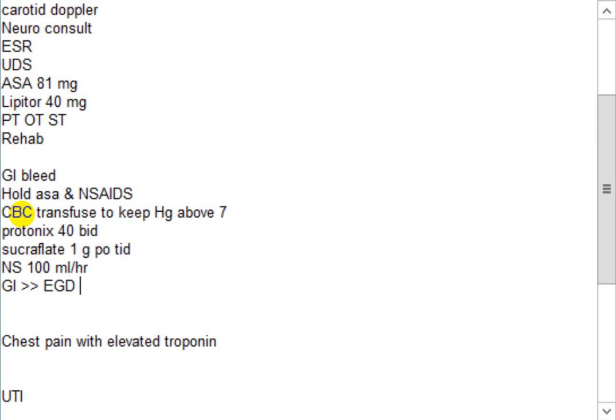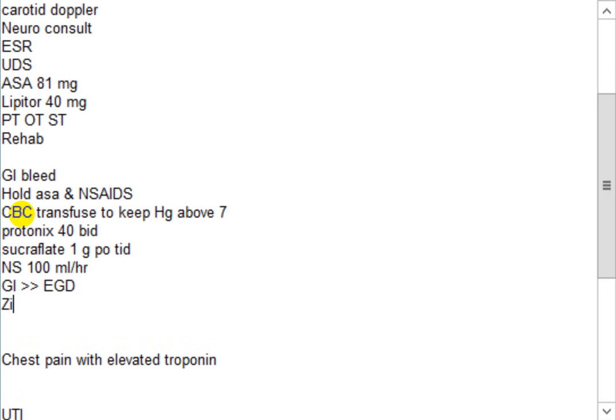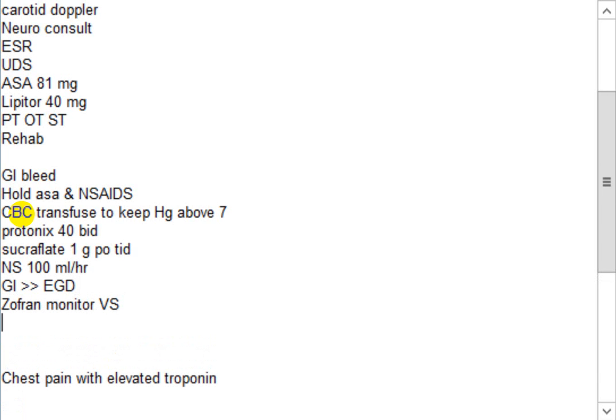Actually, this is very important because the most common cause of GI bleed is upper GI bleed. So that's why we do EGD. 90% of GI bleed is caused by upper GI bleed. So that's what we usually do. Those are the common orders. And then you can add PRN medications like Zofran, monitor vital signs, and even on Epic there is something called nursing orders, just to maintain hemoglobin above 7, transfuse 1 unit if hemoglobin drops below 7.